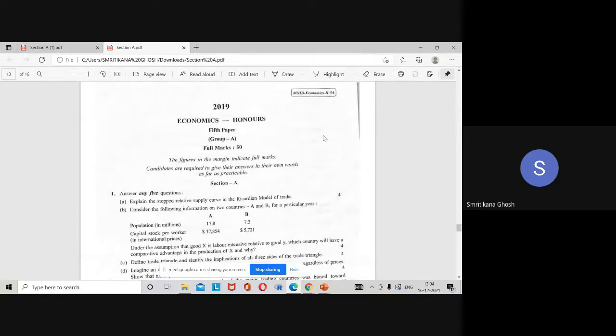This is 2019. Ricardian model, derive the relative supply curve. Okay, from here you just have to find out the opportunity cost and tell the comparative advantage.